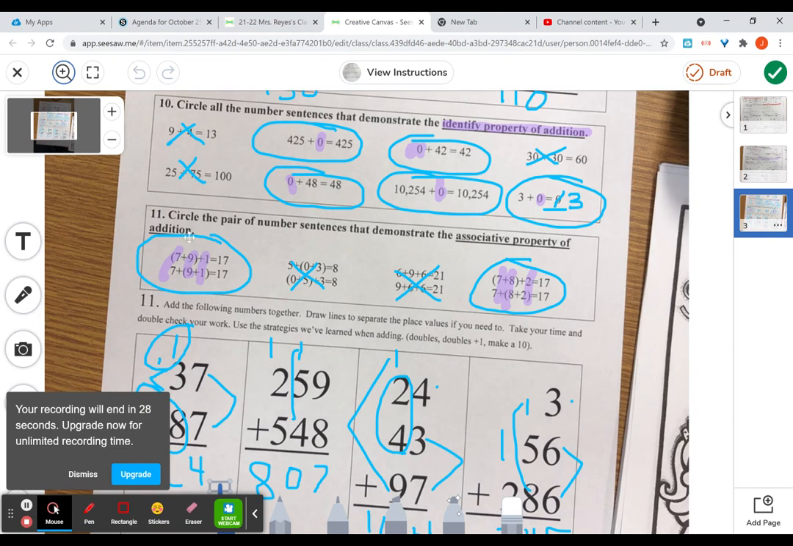For 11, you're circling the pairs of numbers that show the associative property. So you can see in this first one, all the numbers are the same, except the grouping has changed. So this is the associative. The next two are not because the numbers have moved. And then in the last one, we've got 7 plus 8 plus 2. You can see the numbers have moved around.